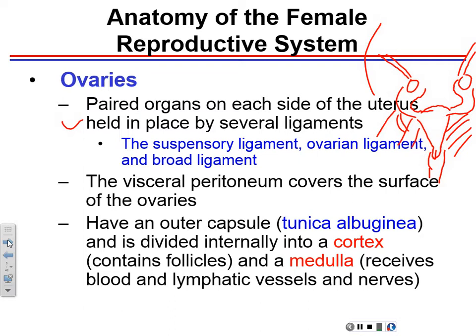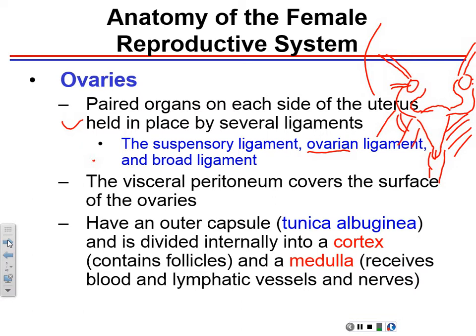And then of course the ovarian ligament kind of goes to the side like that, and the broad ligament. So you've got those. The broad ligament also attaches everything, like the fallopian tubes, and the uterus, and the ovaries too. But these ones are strictly on the ovaries. One is on the side, the ovarian ligament, and the suspensory ligament is on the top, kind of attached to the lateral side.